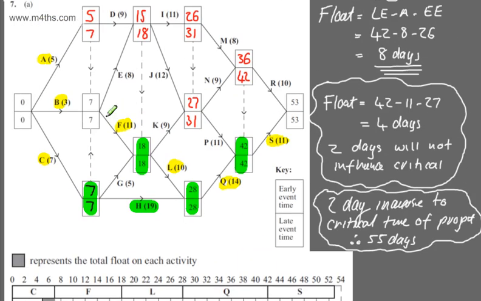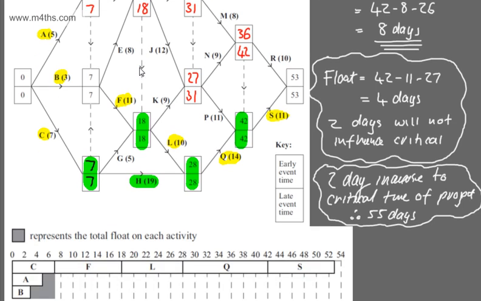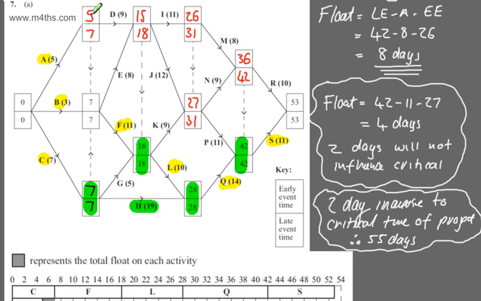So I'm going to start with D. Now I like to think of 3 different times. 5, then I'm going to add the 9, which will give me 14, and then 18. I say to myself 5, 14, 18. 5 is the earliest we can start, 14 is the earliest we can finish, 18 is the latest we can finish. So in my head I'm saying D, 5, 14, 18.